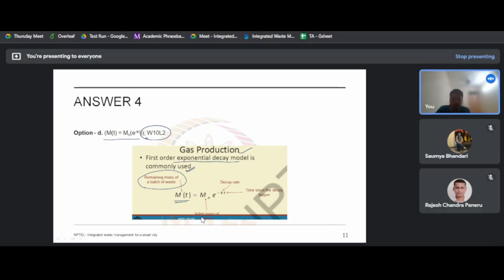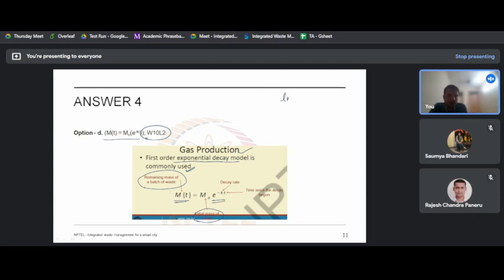How to solve an exponential? Okay, just to give some basics. So just let me explain this first. So initial mass of waste M naught, and depending upon it operated with e power minus kt. So that will give us the remaining mass of the waste.